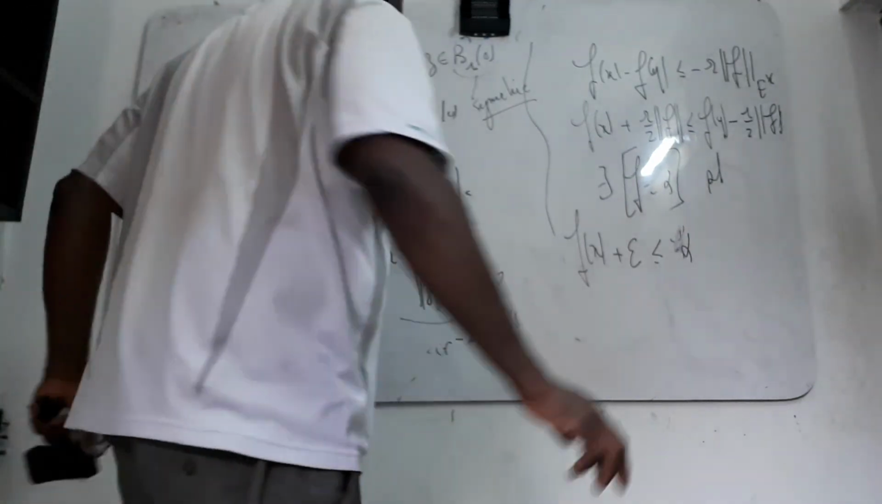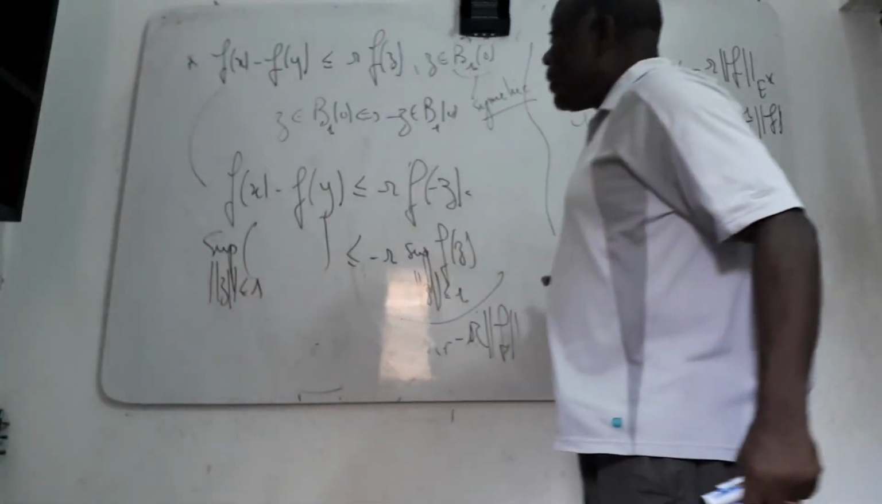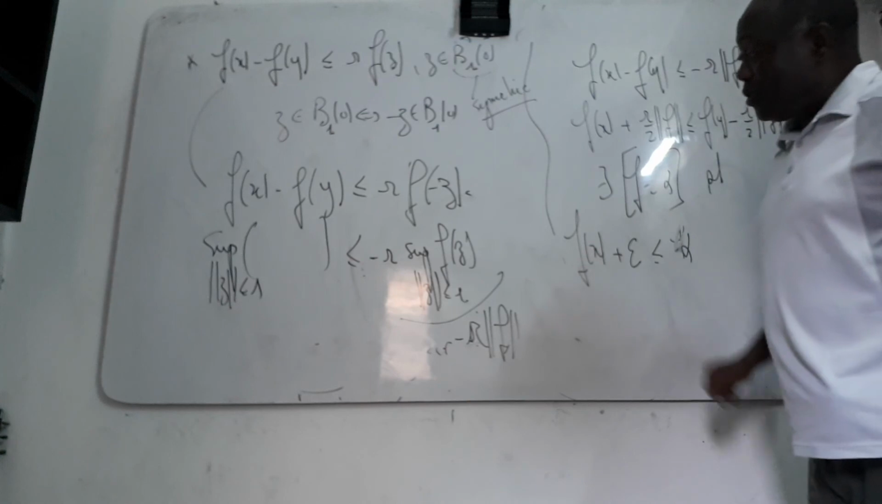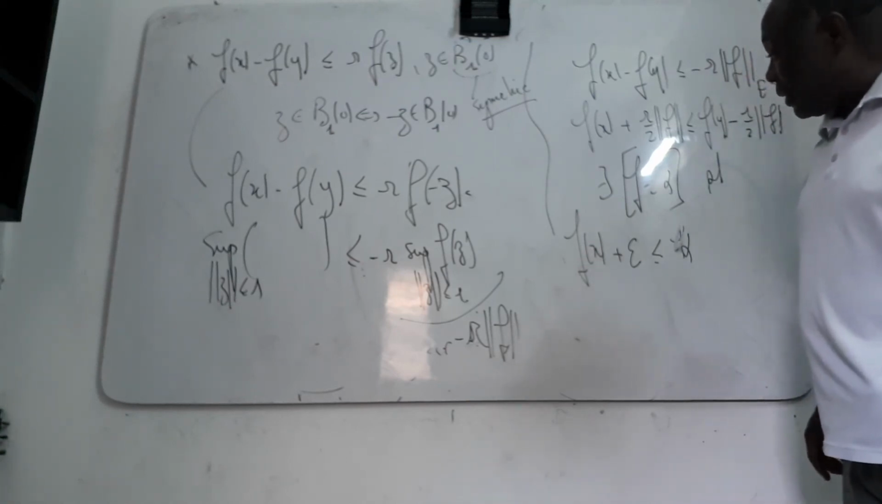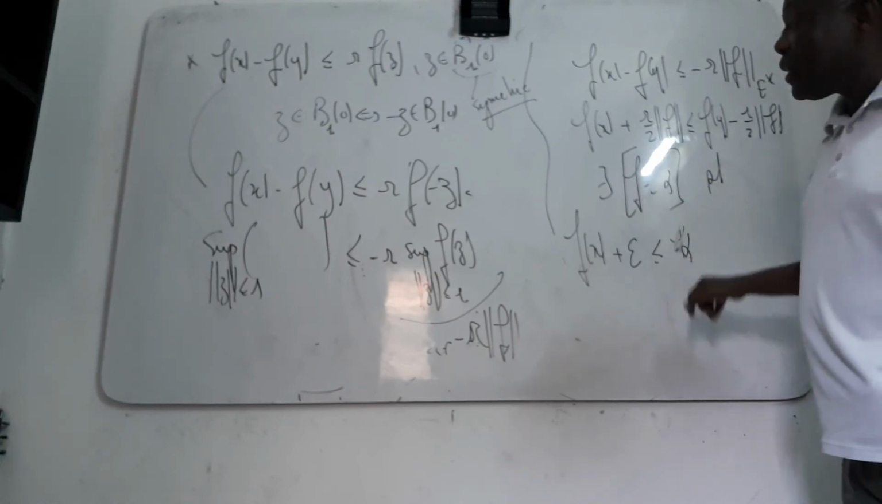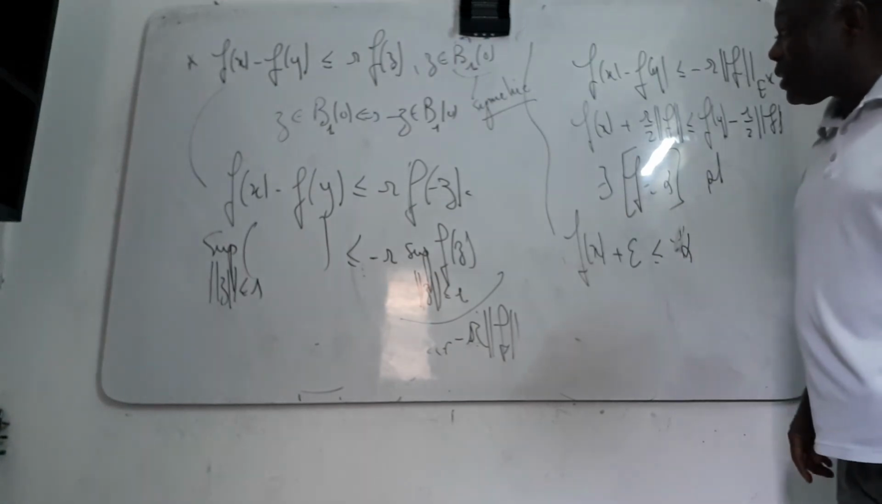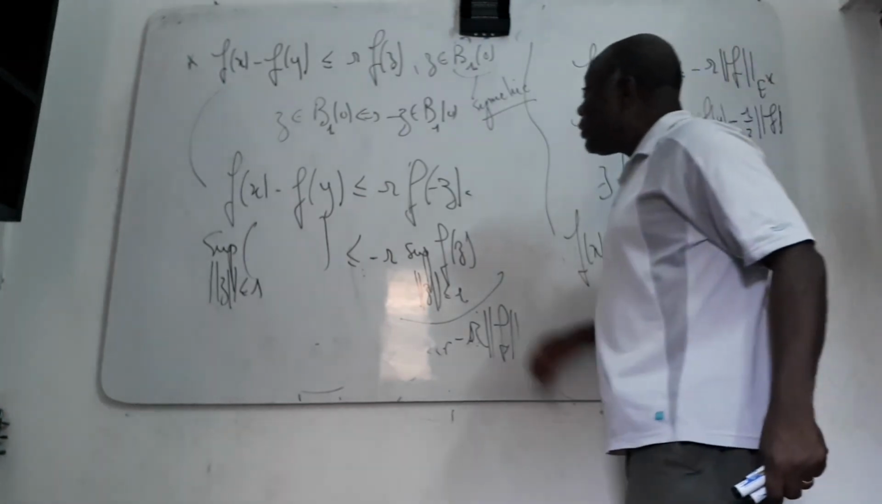Okay, now I would like to prove the remainder of the proof of the second geometric form of Banach theorem. And you are at this page.